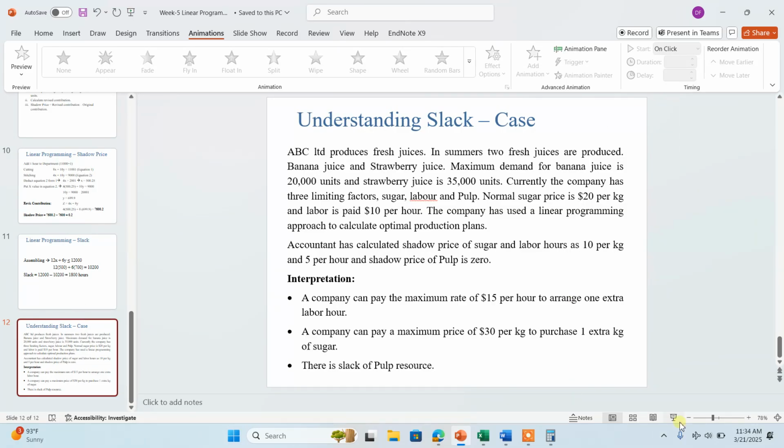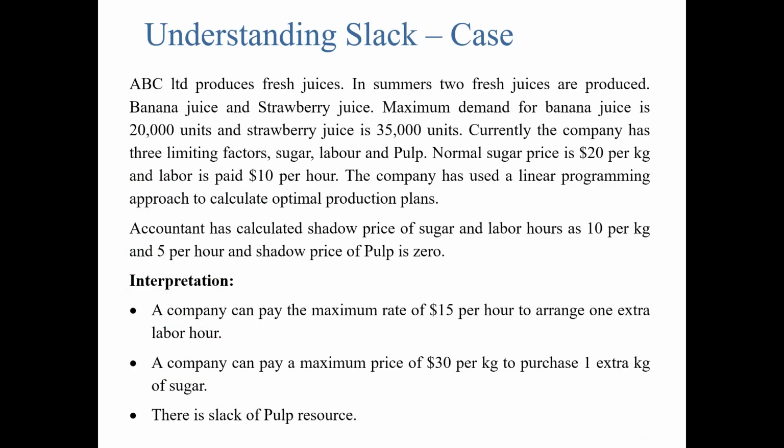And if you try to read it, there's a company, ABC Limited, that produces fresh juices. In summer, let's suppose it produces two fresh juices, banana juice and strawberry juice. The question is already solved, the previous one. I'm just going to teach you the interpretation which is going to help you in the exam. You will maybe be getting the two numbers from this slide.